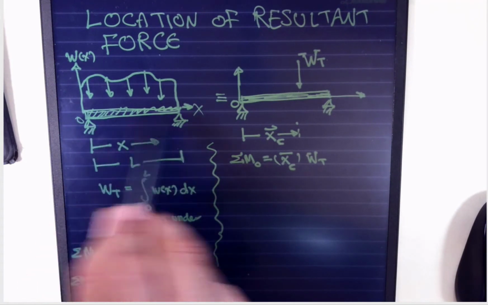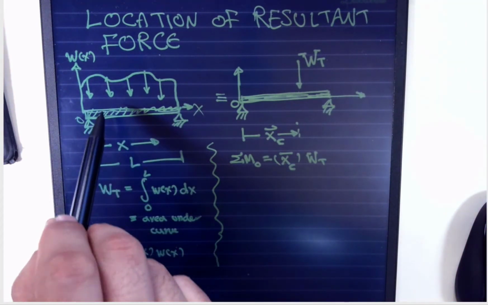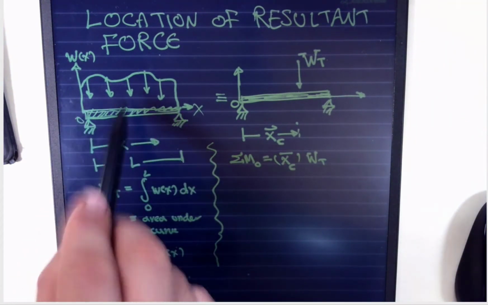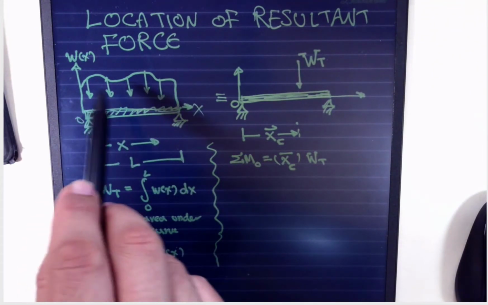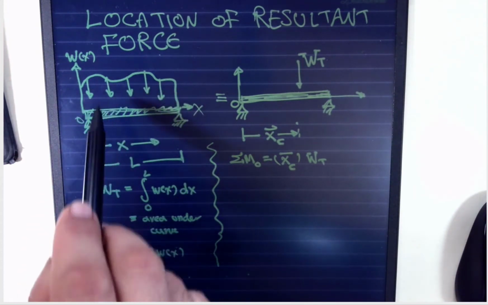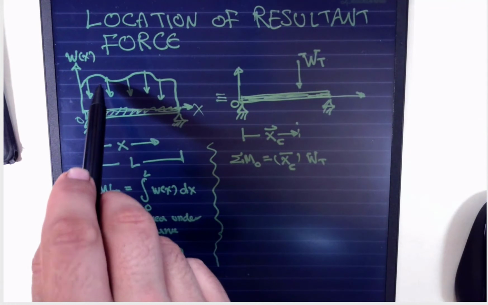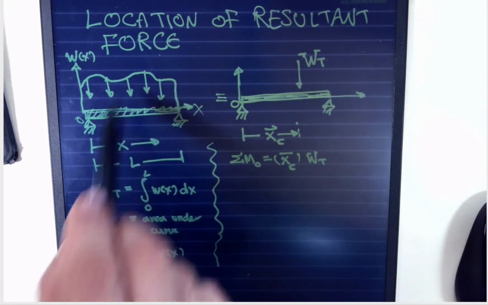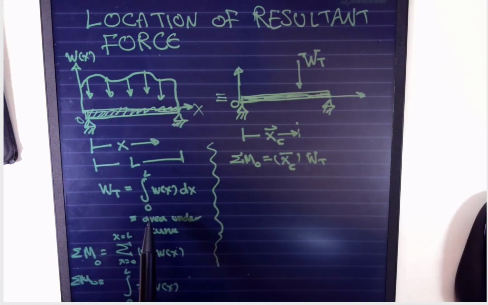The total length of the beam is L, and we learned how to find the equivalent total force or resultant force, WT, by simply saying that this is the area under this curve, which is the integration from 0 to L of W of x dx, or the area under the curve. If the area is simple, then you just geometrically calculate the area.